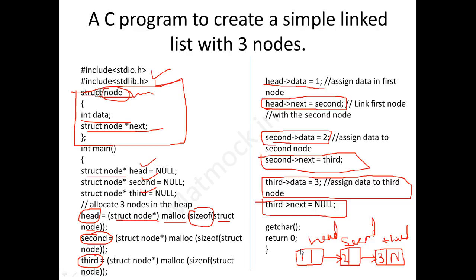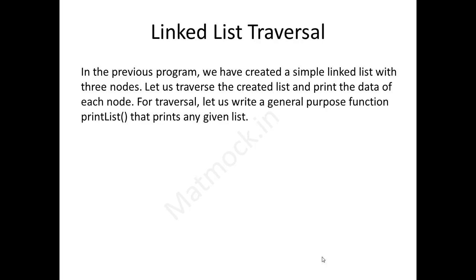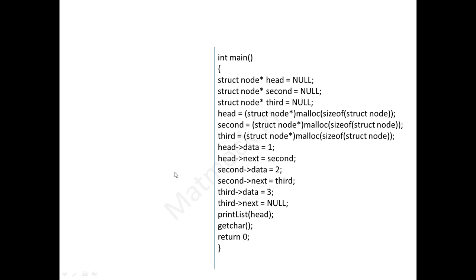Now I want to display what is the data of head, what is the data of second, what is the data of third, or what is the data of the total linked list. That is called traversal. Now see what traversal is. For that I am writing one function. That function is called print list. So here is the function.